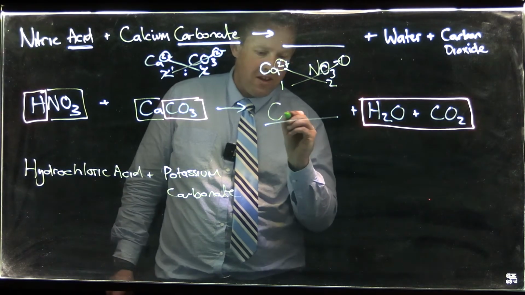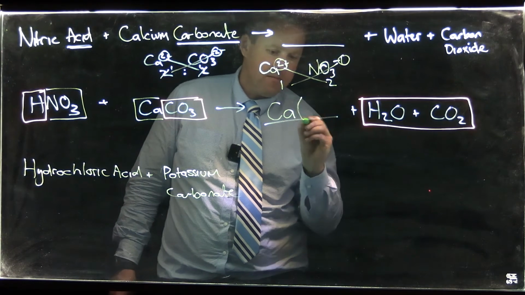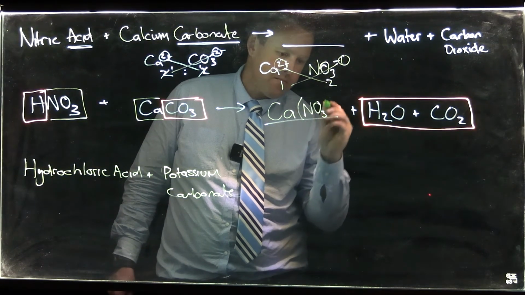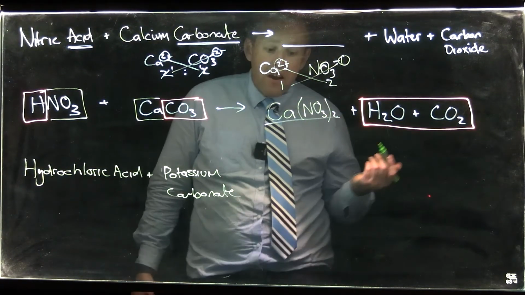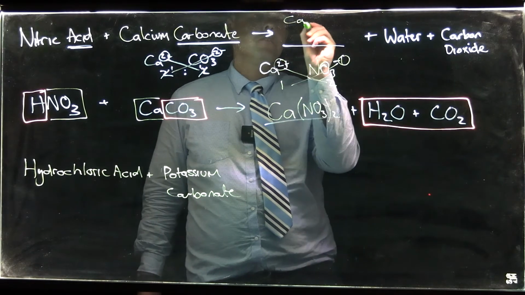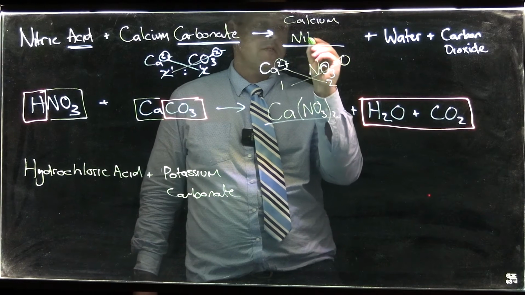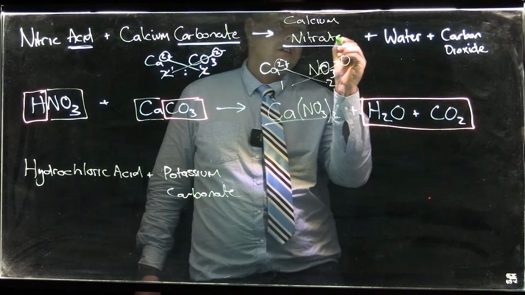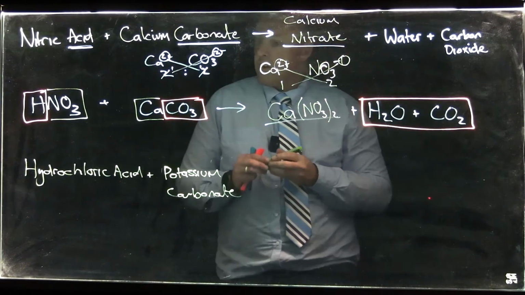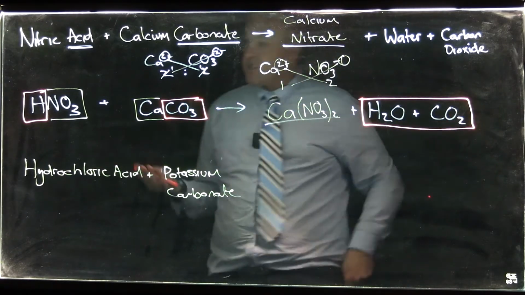My salt is Ca(NO3)2. So then I can name it. I've got calcium nitrate as my product. Only other thing I need to do, of course, is balance my chemical reaction.